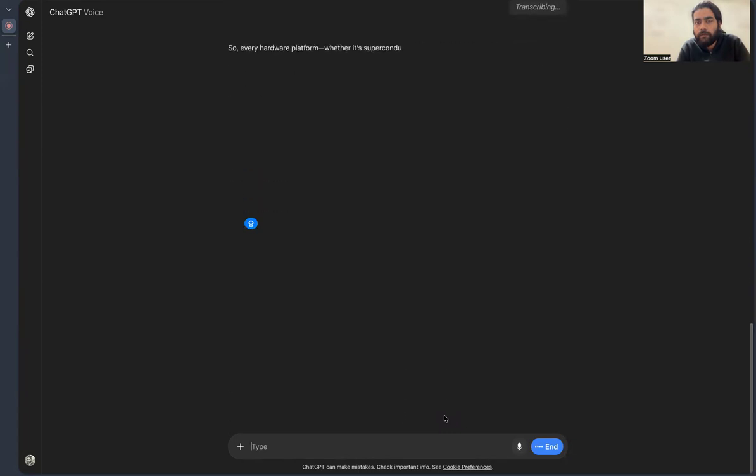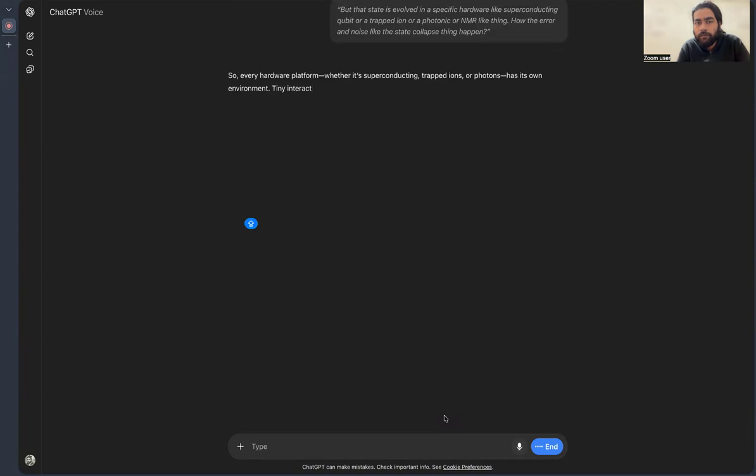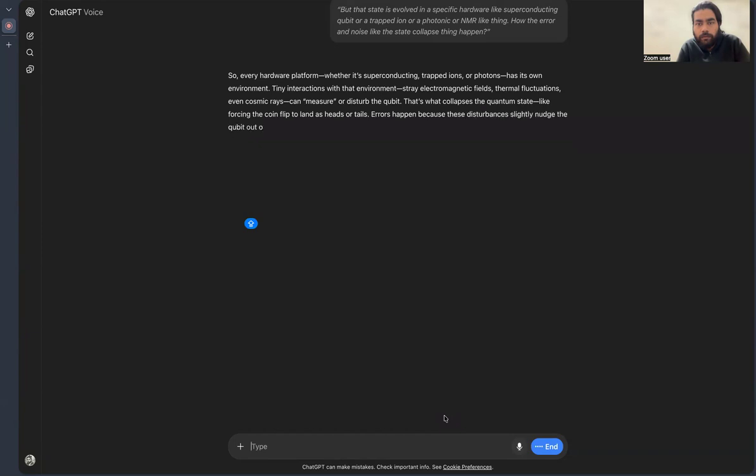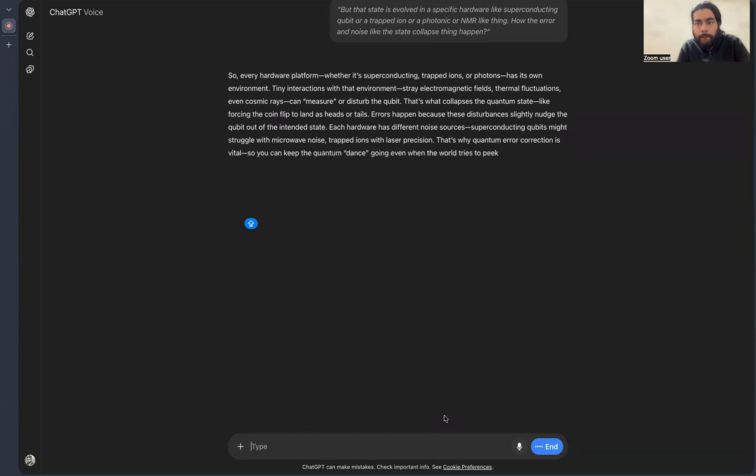So every hardware platform, whether it's superconducting, trapped ions, or photons, has its own environment. Tiny interactions with that environment, stray electromagnetic fields, thermal fluctuations, even cosmic rays, can measure or disturb the qubit. That's what collapses the quantum state, like forcing the coin flip to land as heads or tails. Errors happen because these disturbances slightly nudge the qubit out of the intended state. Each hardware has different noise sources. Superconducting qubits might struggle with microwave noise, trapped ions with laser precision. That's why quantum error correction is vital, so you can keep the quantum dance going even when the world tries to peek.